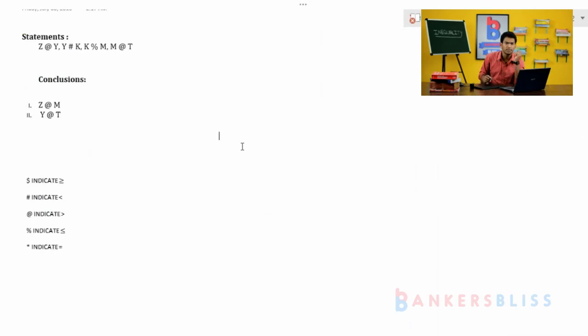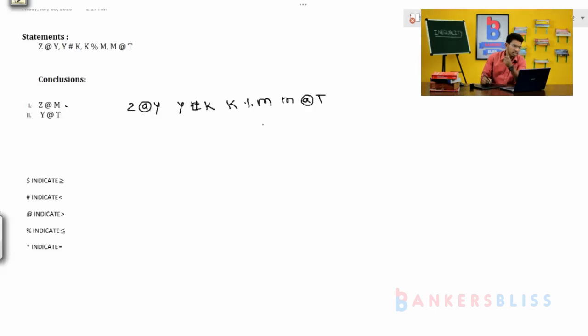So in the given, we already know this: Z at the rate of Y hash K percentage M at the rate. This is the given statement in coded form. What we are going to do, guys, is make it in direct form. What does at the rate indicate? At the rate it is nothing but Z greater than Y.